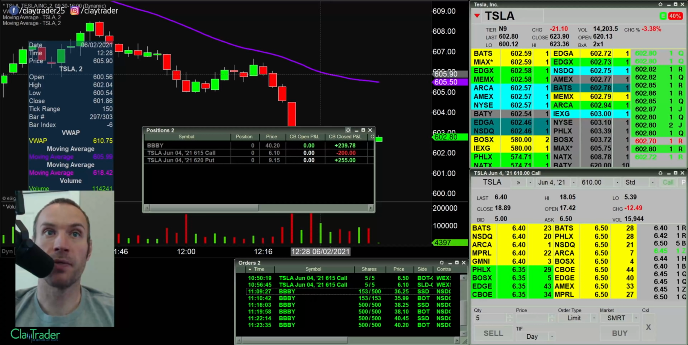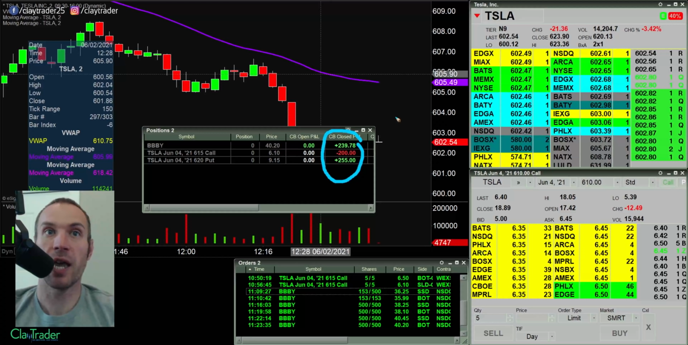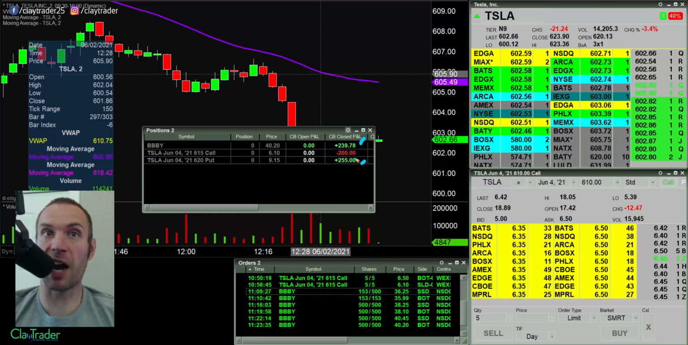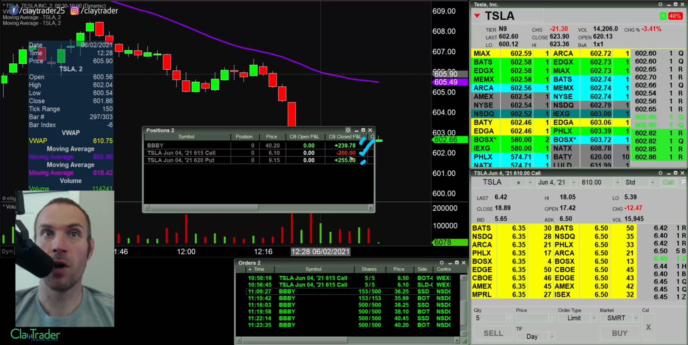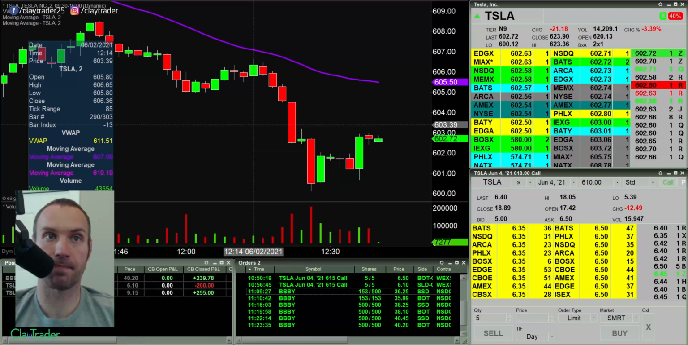But then over here, this is what is known as the closed P&L, meaning the trade is done. It's closed, it's finished, and that is the final result of it. So you can see right here, I made 2 profitable trades, and then that one in the middle there, ultimately I lost money on it. But that is what you're looking at in terms of the positions box.